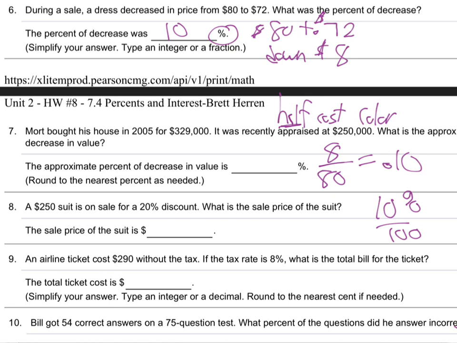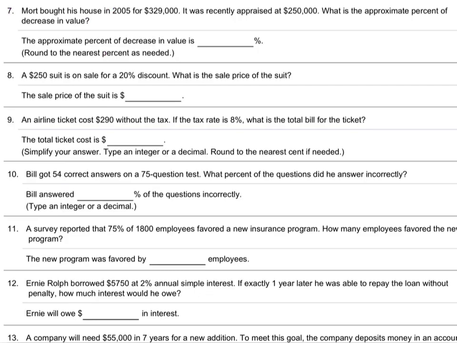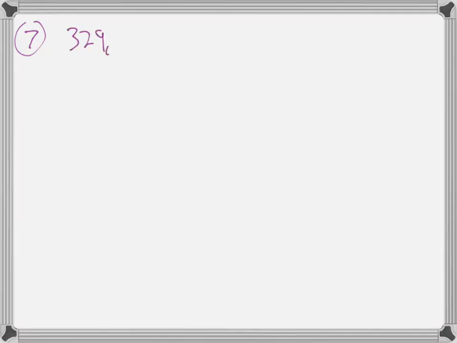We good on that? You want to try number 7? Let me bring it up there. Basically, 329, 250, decrease. So basically, you don't need all those words. How about I just go, now it's off the screen, 329 to 250. So 329,000 down to 250,000.